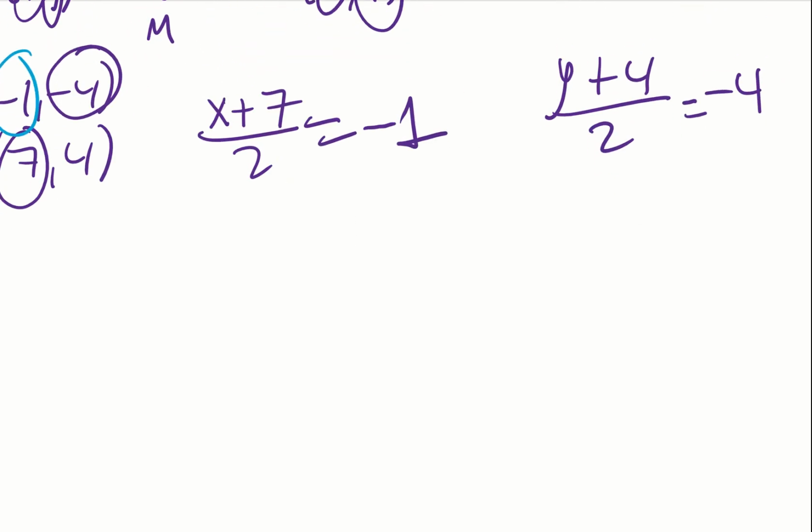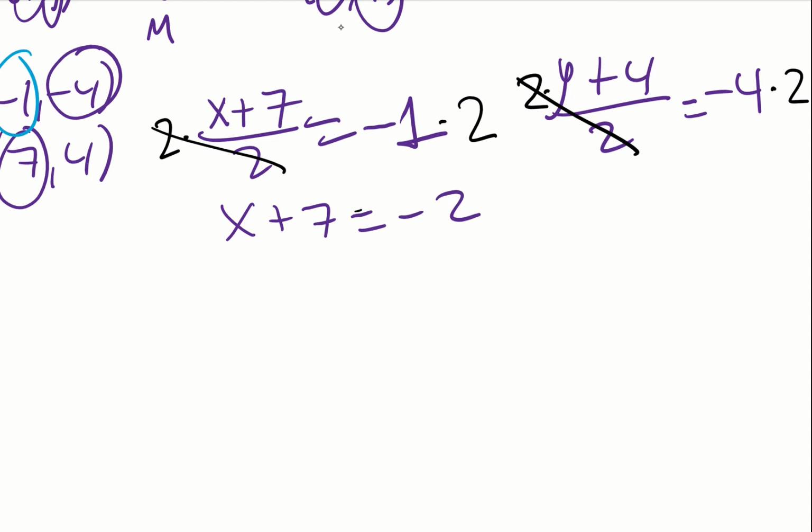So now I'm going to go ahead and solve it just like I usually would. Get rid of that 2 by multiplying by 2. Whatever you do on one side, do on the other side. Do the same thing for this equation. So we got x plus 7 equals -2. Subtract 7, x equals -9.